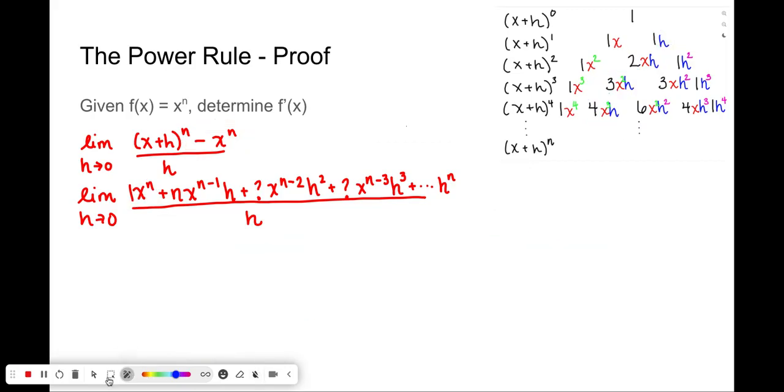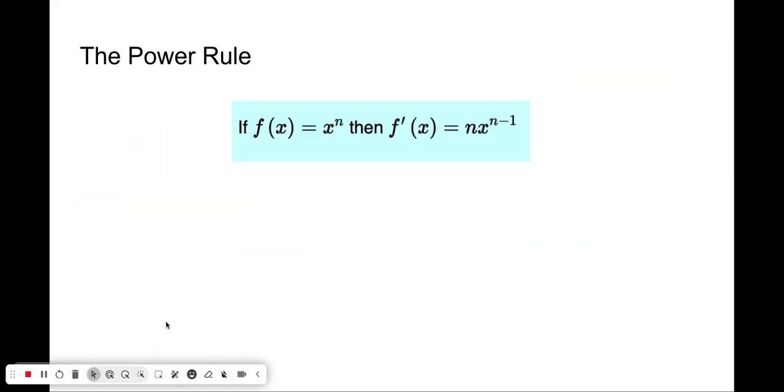And that is the power rule. So if f of x equals x to the n, then the derivative is n times x to the n minus 1.